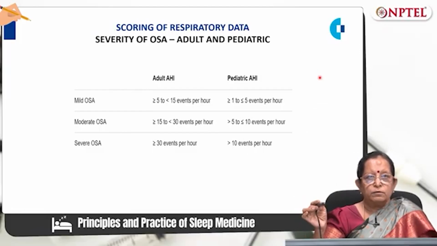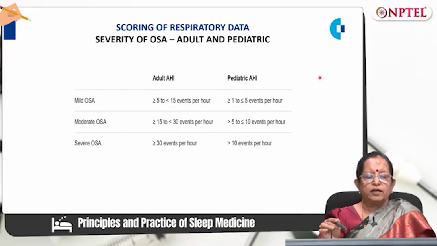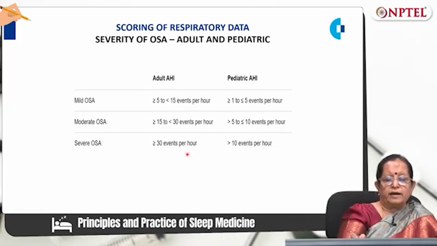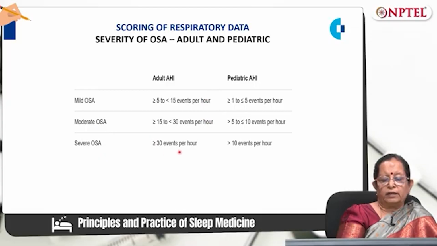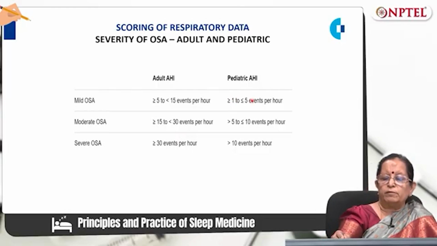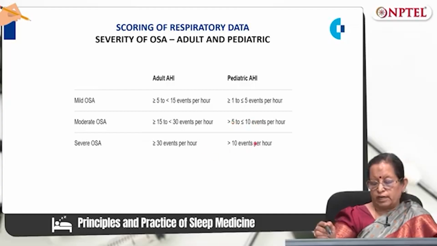Okay, I told you about severe OSA. AHI grading is done to assess the severity of OSA. In adults, mild OSA is more than 5 events but less than 15 events per hour. Moderate is more than 15, less than 30. Severe is more than 30. Why do we need to do all this? Because to plan for treatment. In the pediatric age group, mild is more than 1 but less than 5. Moderate is more than 5, less than 10. Severe is more than 10.